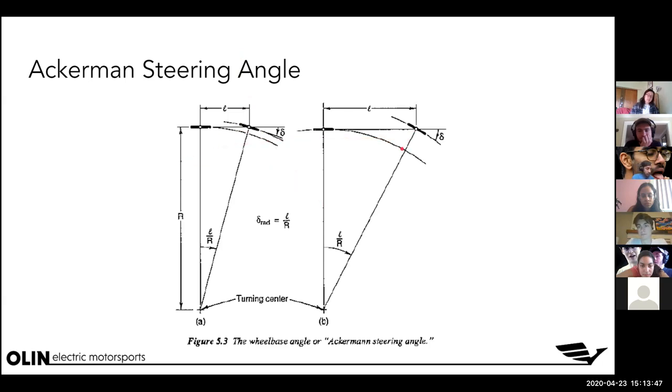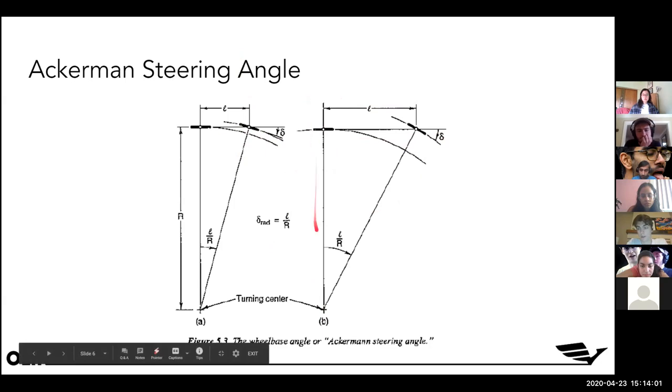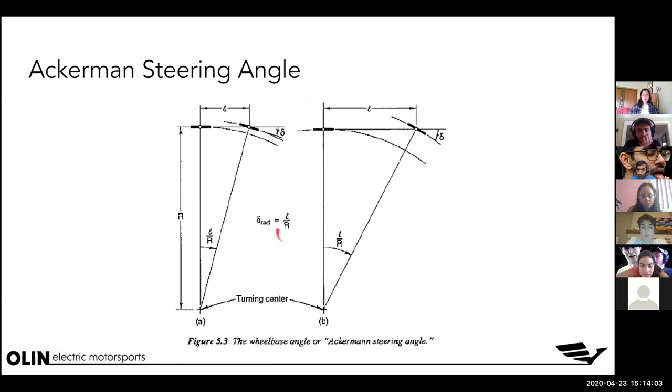Okay. And the steering angle required to negotiate that turn is approximated by this equation: L, which is our wheelbase, over R, which is the radius of the turn, which makes sense. If we want a higher radius, we need a lower steering angle. They're inversely proportional. That makes sense? And the steering angle required to negotiate a low speed turn is called the Ackermann steering angle. Any questions about that?